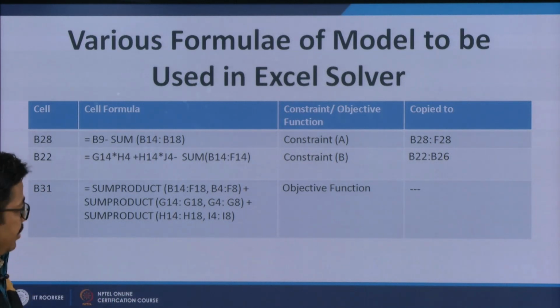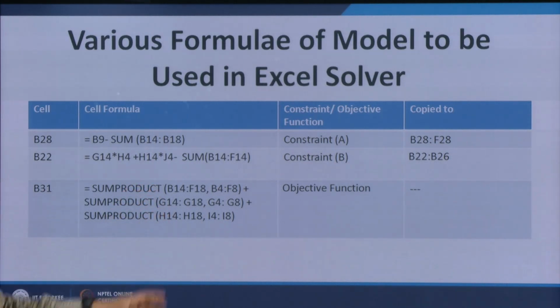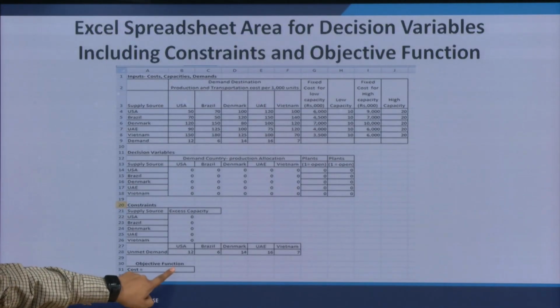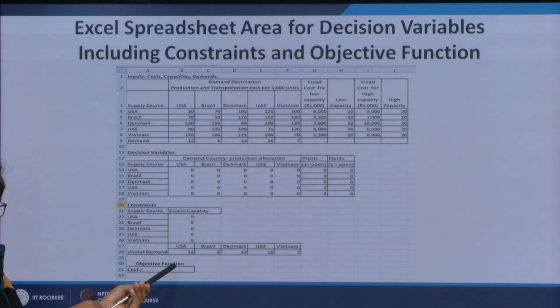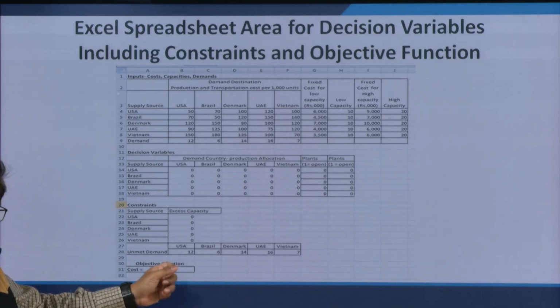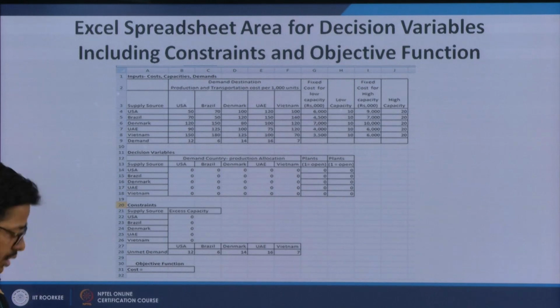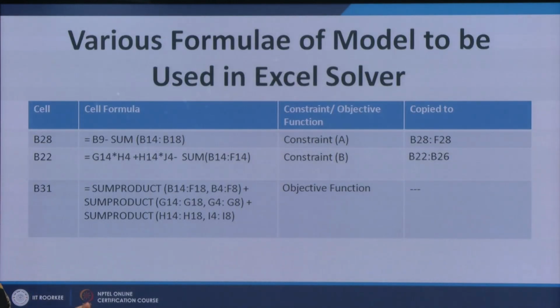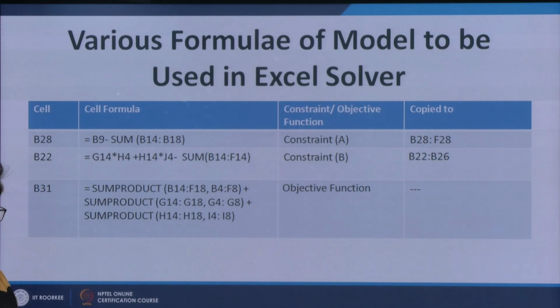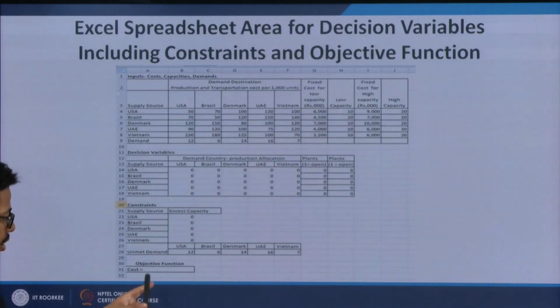low capacity facility. H14 to H18 will be multiplied by I4 to I8, that is the cost of opening a high capacity facility. Now, this becomes your objective function, and this place is B31. You can do the same thing in your spreadsheet and put this formula in B31. Please remember, in Excel all the formulas you build start with an equal to sign. So, you can write this formula as it is at cell B31, and this will give you the value of your objective function.